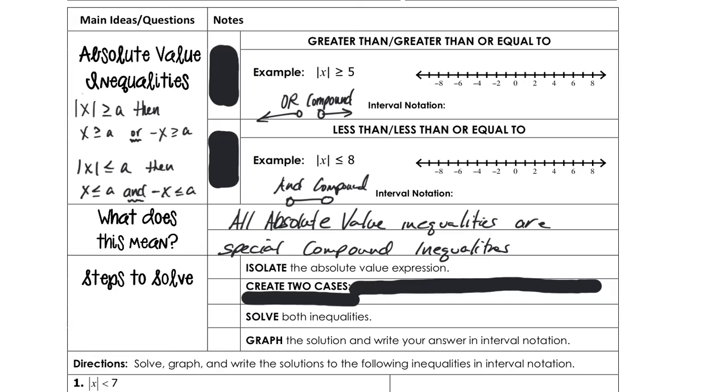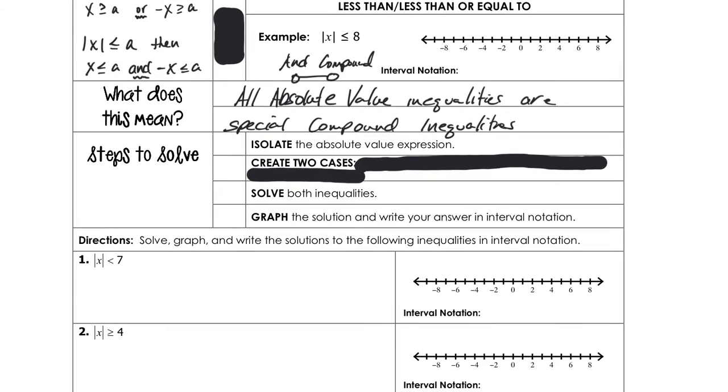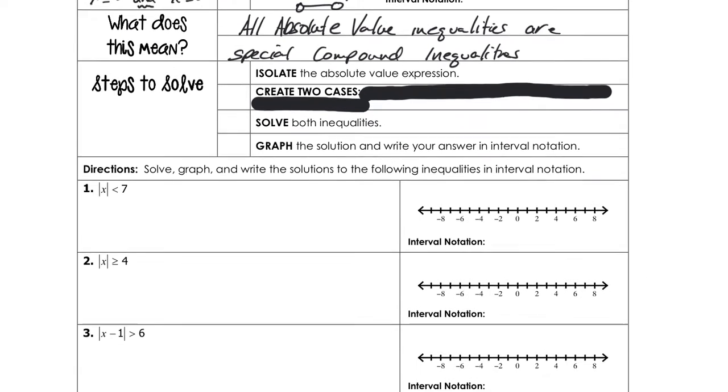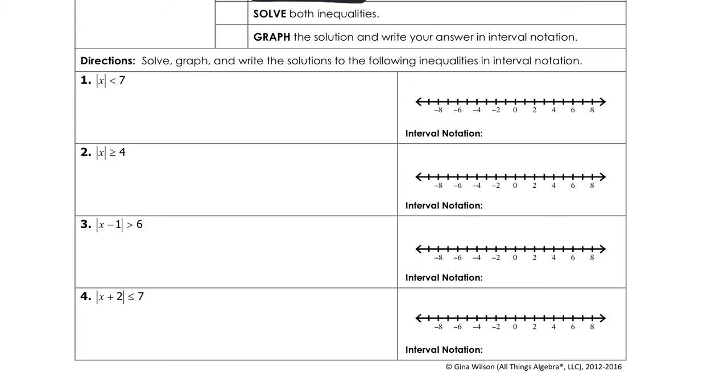All right, so basically there are steps to solving these. Like every other absolute value, you have to isolate the absolute value. After you isolate the absolute value, you can create your two cases. After you create your two cases and solve both of those inequalities, you can graph your solution. And if you want to write it as interval notation, you can go ahead. All right, so let's focus on numbers 1 through 4 here and get to it.